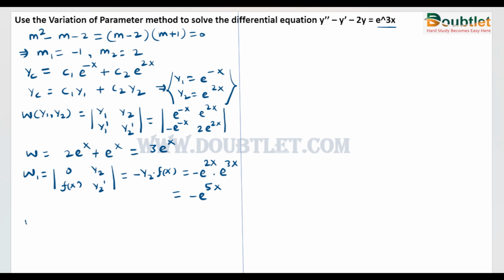Now similarly we will find w2. So w2 will be y1, 0, y1 dash, fx. So y1 is e to the power minus x, this will become minus of e to the power minus x, this will become 0, this will become e to the power 3x. Now if we solve this, we will get e to the power 2x.